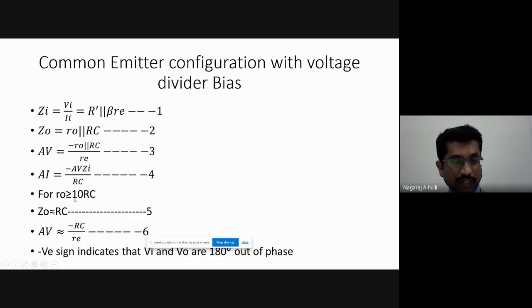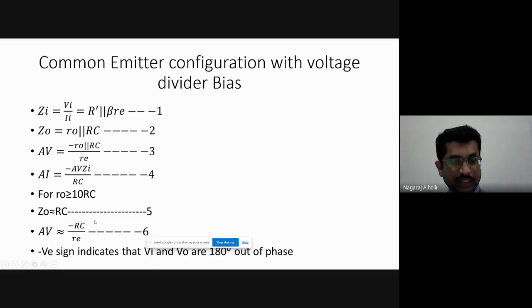If R0 is greater than or equal to 10 times RC, substitute here 10 times RC parallel with capital RC. So the parallel combination of large resistance with small resistance will be small resistance only. Therefore, Z0 is approximately RC. Similarly, in the gain equation minus R0 parallel RC, substitute R0 is 10 times RC. 10 times RC parallel with RC will be a smaller value. So AV is simply minus capital RC by small RE.